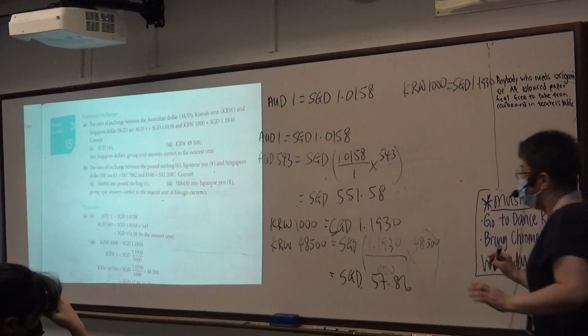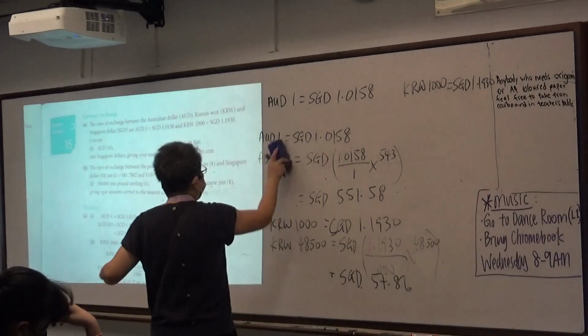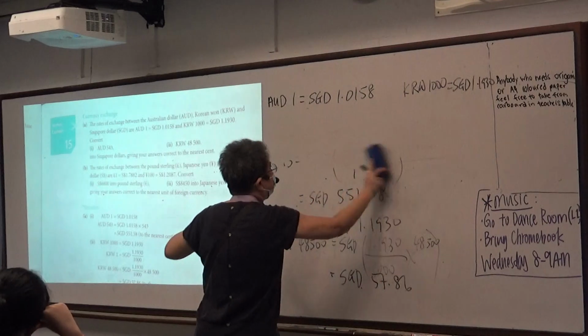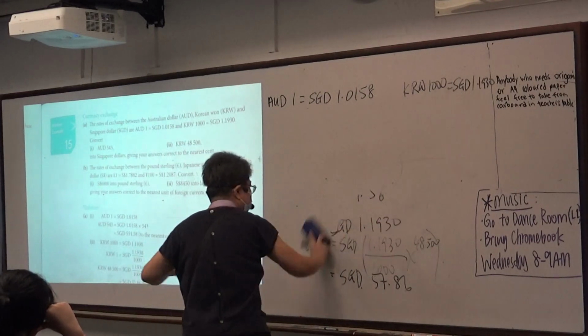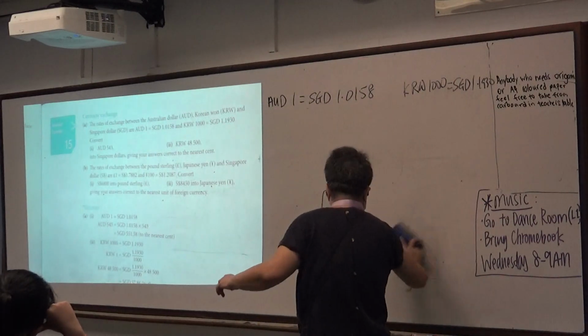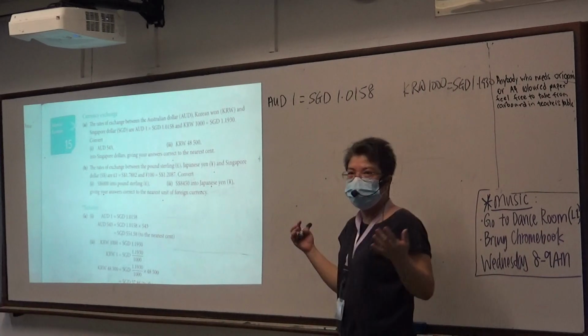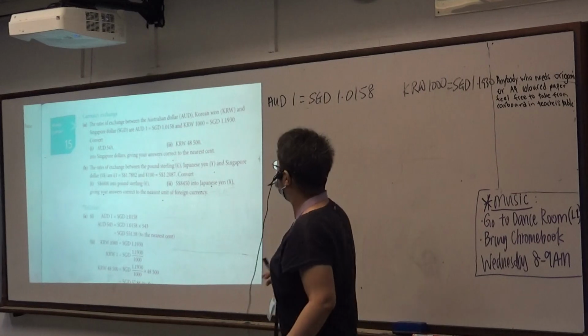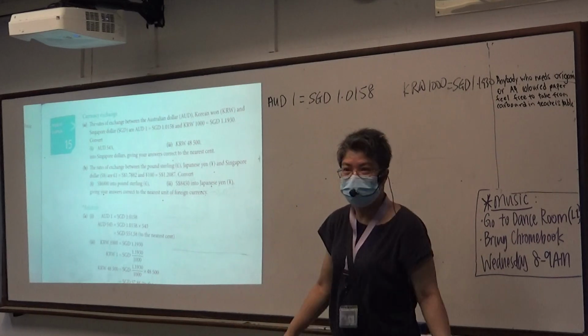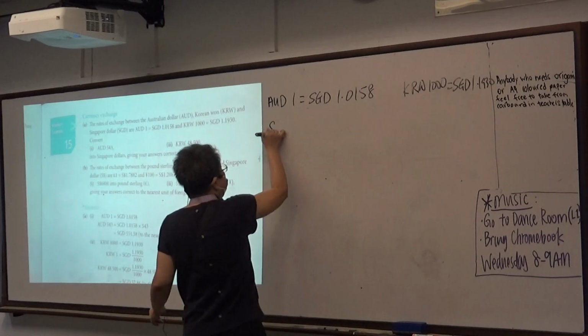Now, then I want to ask a question. I'm going to clean this off and I'm going to ask you a question. The exchange rate is like this. What if I want to exchange Singapore $1,000 to Australian dollars? Then I will write this way, right?